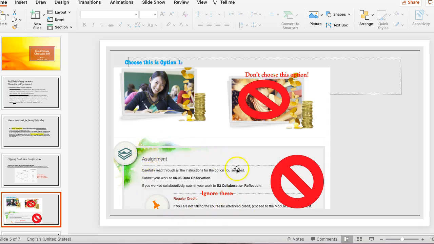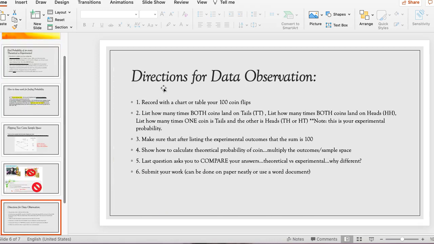Once you click option 1, do not be confused. At the bottom of this page, it is talking about regular credit and advanced credit. Just ignore all this. Do not pay any attention to this. This is your class. This is your assignment. There is no regular or advanced. When you get to this page, you should click here and choose option 1, and then you will see the questions that pop up. There are 7 questions.